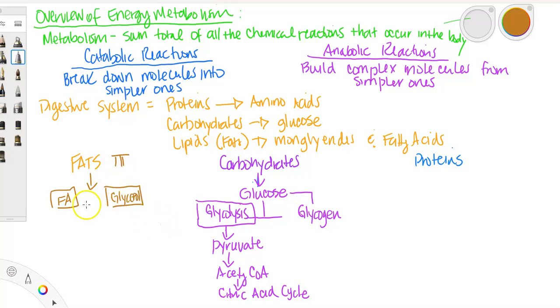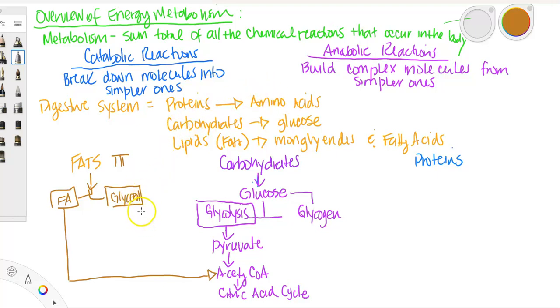So fatty acids, or fats, we know can be used for energy, and they can also be used to store potential energy, right? So fatty acids themselves can actually go right into the mitochondria and be converted to acetyl-CoA. Once it's converted to acetyl-CoA, of course, those go into the citric acid cycle, and we go through aerobic respiration, make lots of ATP.